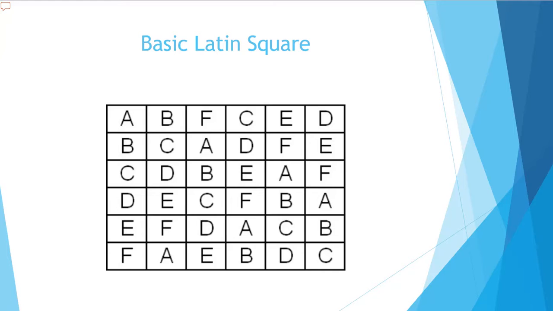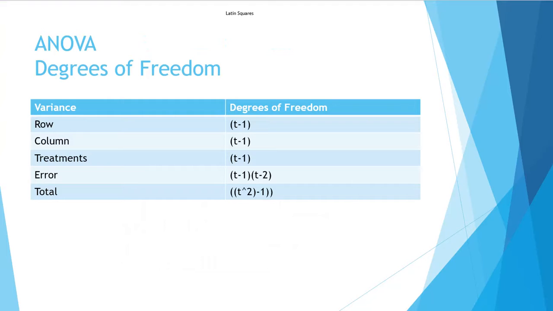There are some disadvantages to this design, however. The number of levels for the blocking variable must be equal to the number of levels for the treatment variable, meaning that the square must be split into equal rows and columns, such as a 4x4, a 6x6, or a 10x10 square. Here we have the degrees of freedom for Latin squares.